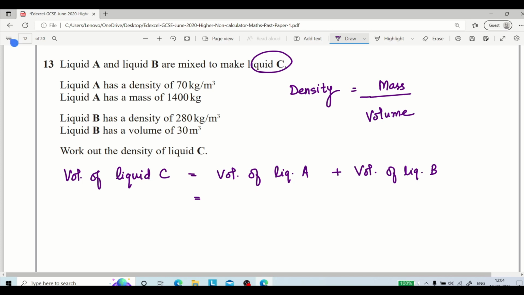So what is going to be the volume of liquid A? It is going to be mass upon density. So what is the mass? 1400. What is the density? 70. Plus the volume of liquid B is already given, 30. So that will be 20 plus 30. You cancel this out, 1400 over 70. So that is 50 meter cube. That is your volume. I hope we are clear.